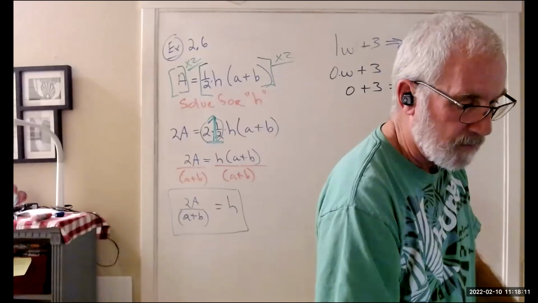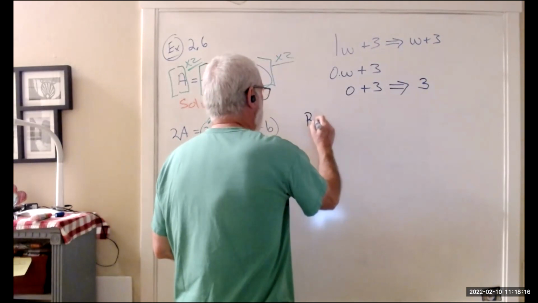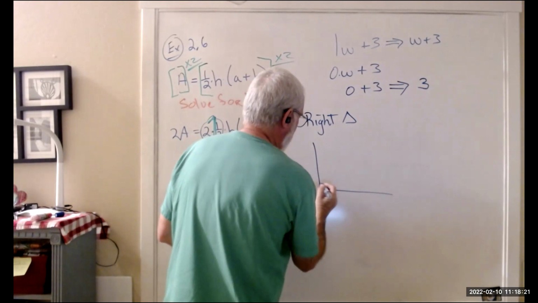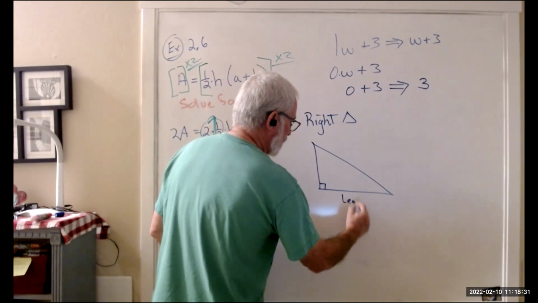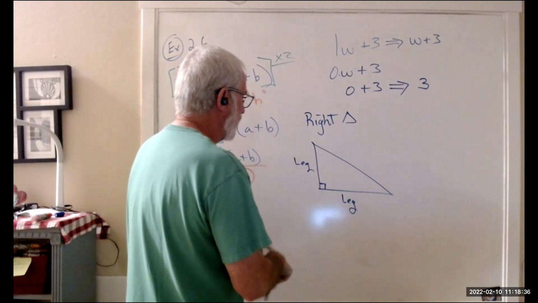Okay, let me come back. Okay. There we go. In a right triangle, you have a 90 degree angle somewhere. It doesn't matter where. Okay, there's your 90 degree angle. The two sides that make up the 90 degree angle are called a leg and a leg. Those are the two sides of your 90 degree angle. This is called the hypotenuse.